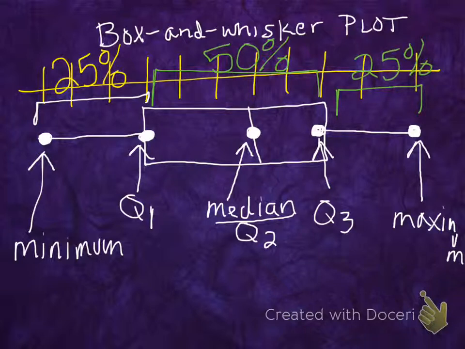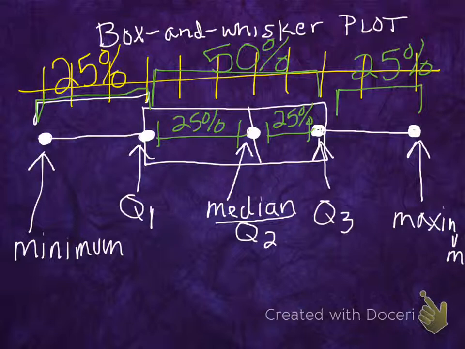The reason we know the middle box is 50% is because from here to here would be 25%, and here to here would be 25%. When I'm talking about part of the data, I mean, for instance, that from minimum to Q1, 25% of your data values is going to fall between the minimum and quartile 1. 50% of your data values are going to fall between Q1 and Q3, and 25% of your data values are going to fall between Q3 and the maximum. We just use this to be able to read our graph and figure out where some things actually fall on the graph.